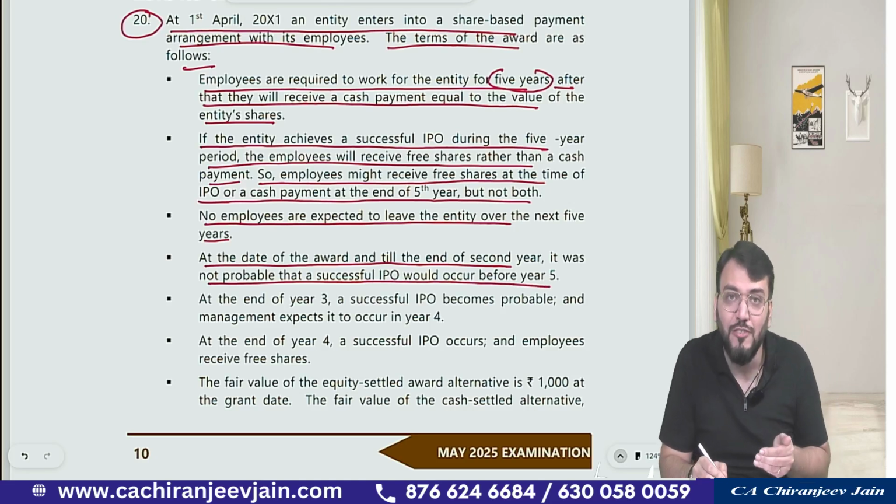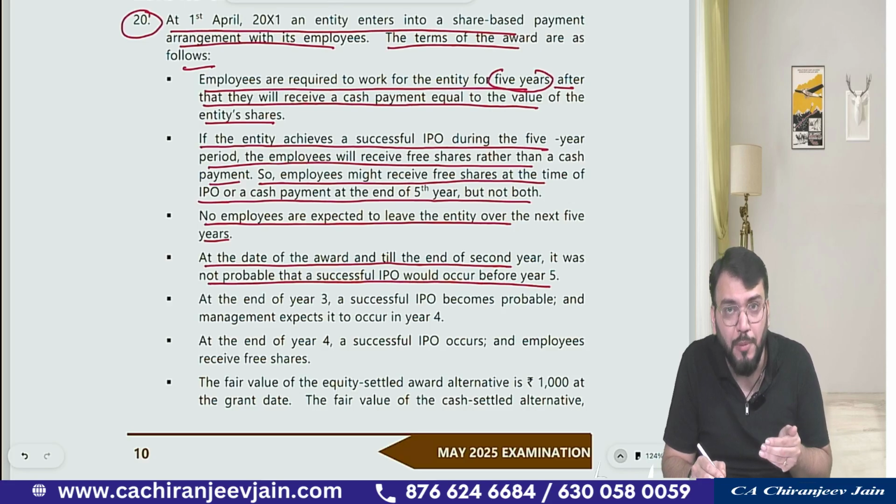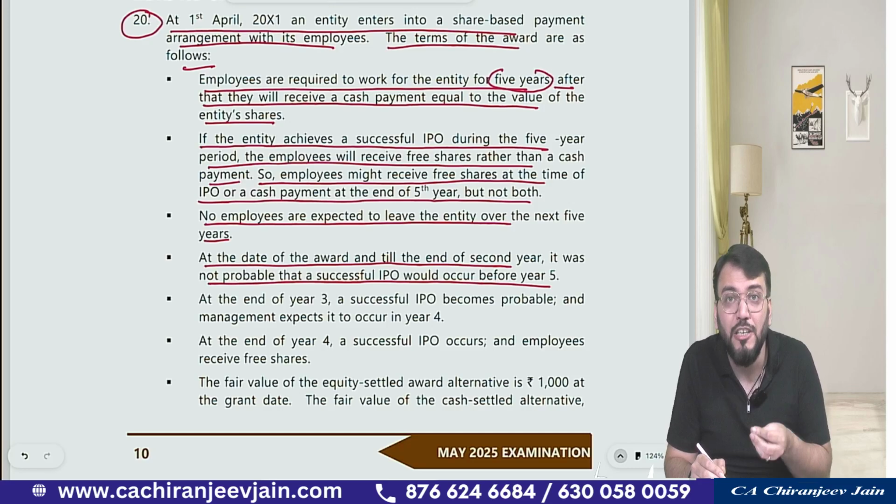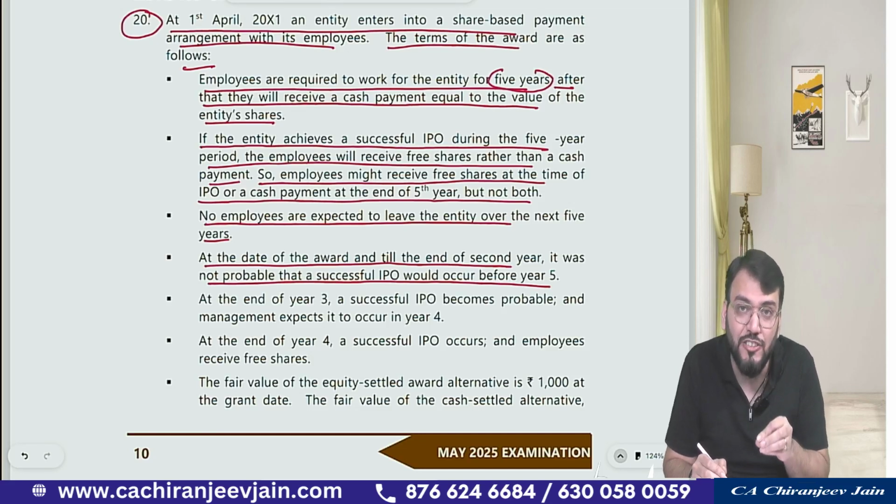Now what Ind AS 102 says is that if there is an SBP plan with cash alternative and the option is with the entity, then we need to find out the probability of cash settlement. If it is probable that the entity will go for cash settlement, then the entire transaction will be accounted as a cash-settled share-based payment transaction. But if there is no probability of cash settlement, then the entire transaction will be accounted as an equity-settled SBP transaction.